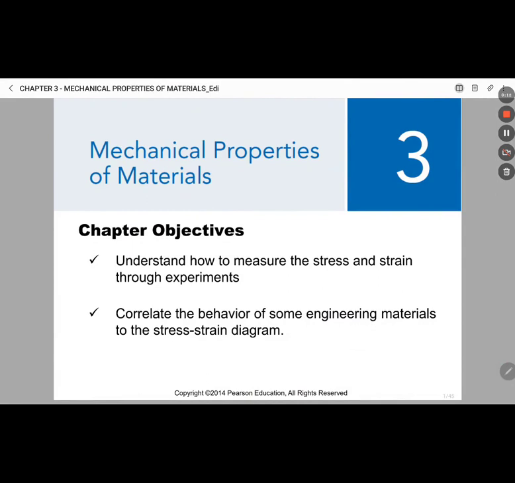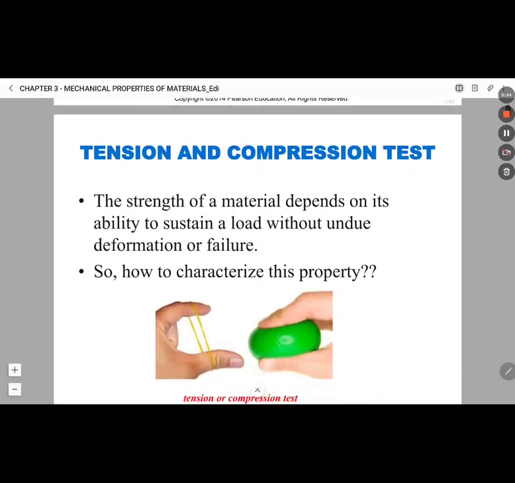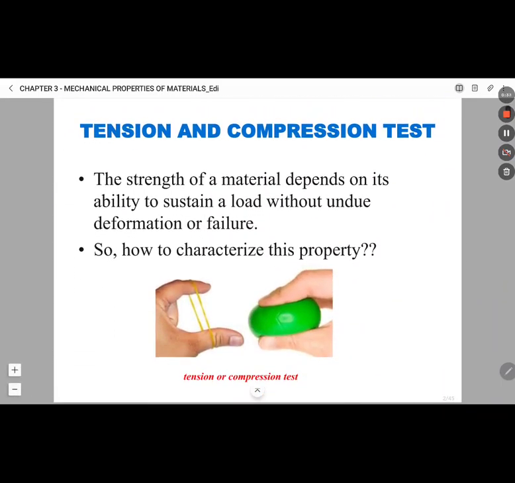So this is a recorded lecture for mechanical properties of materials that cover two learning objectives. First one is to understand how to measure the stress and strain through experiments, and the second one is to correlate the behavior of some engineering materials to the stress strain diagram. The strength of a material depends on its ability to sustain a load without undue deformations or failure. So how do we characterize this property, the strength of materials?